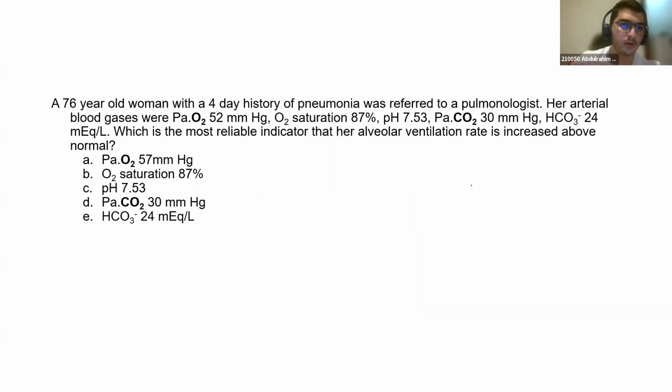Okay, so here, a 76-year-old woman with a 4-day history of pneumonia was referred to pulmonary. Arterial blood gas: PO2 is 52, O2 saturation is 87%, pH 7.53, arterial pressure of carbon dioxide is 30, bicarbonate is 24. Which is the most reliable indicator for her alveolar ventilation rate? So it's the same concept.